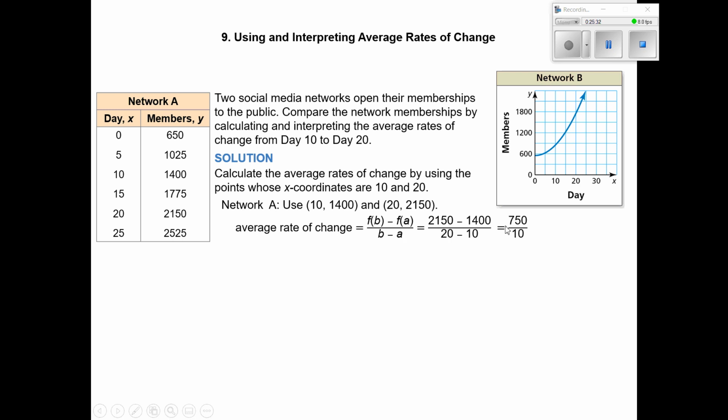This is going to give me 750 over 10. 750 divided by 10 is 75. So the average rate of change from day 10 to 20 was 75 for network A.